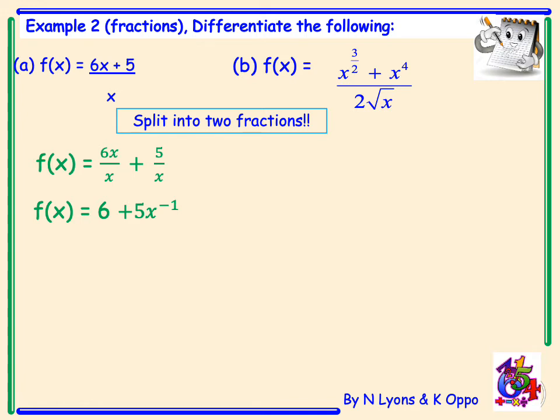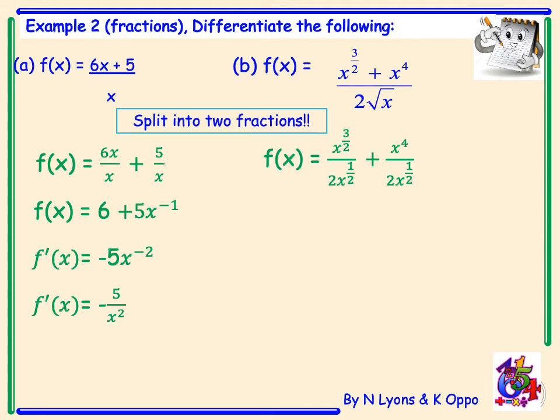From there, we can differentiate. So f dashed x equals, the 6 will go to 0, and the second term, negative 1 times 5 is negative 5, x, take 1 away from negative 1, and the power is negative 2. We should write our final answer with a positive power, which would be negative 5 over x squared.